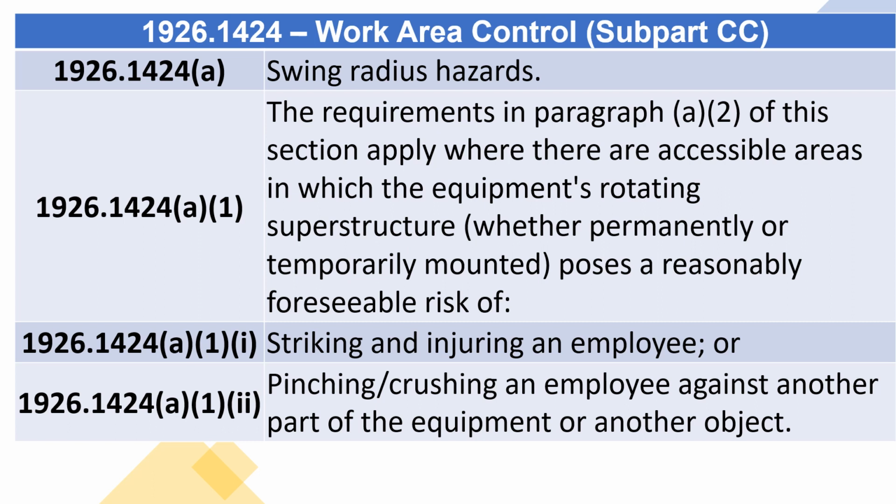1926.1424 The requirements in paragraph A2 of this section apply where there are accessible areas in which the equipment's rotating superstructure, whether permanently or temporarily mounted, poses a reasonably foreseeable risk of 1926.1424 A1-1 and A1-2 striking and injuring an employee, or pinching/crushing an employee against another part of the equipment or another object.